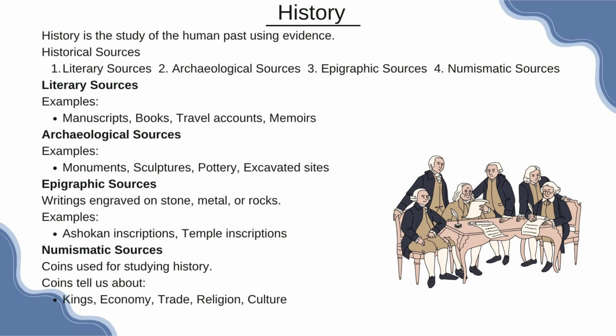First important source is literary source. Ancient manuscripts, books, palm leaves. Literary sources include books, manuscripts, travel accounts, biographies, religious texts, and official records. For example, when ancient travelers visited India, they wrote about what they saw. Today, their writing helps us understand how society functioned and what they believed. Words written centuries ago still speak to us today.